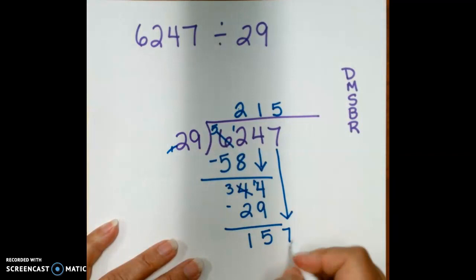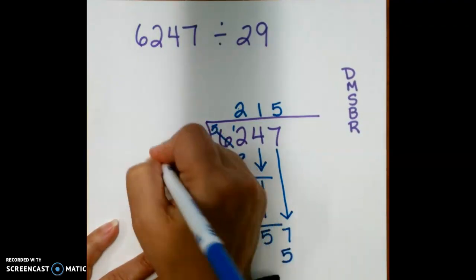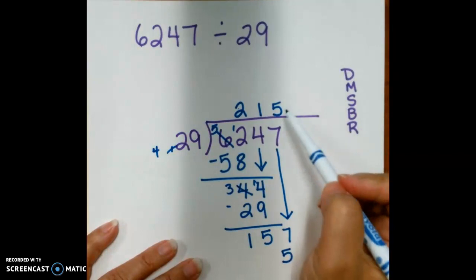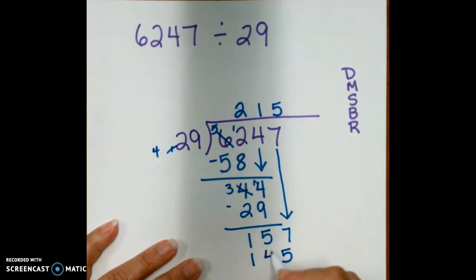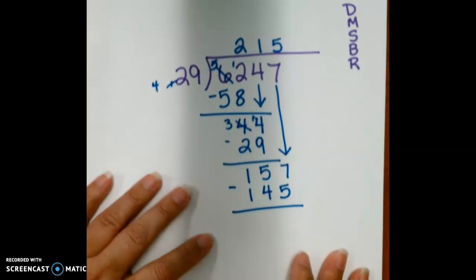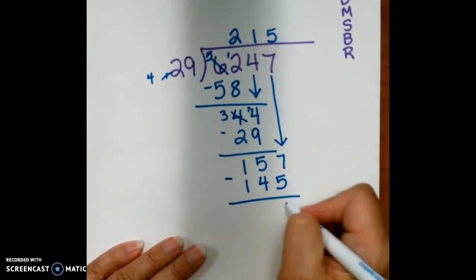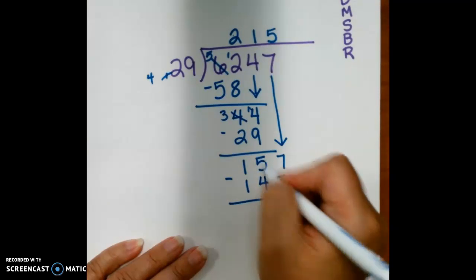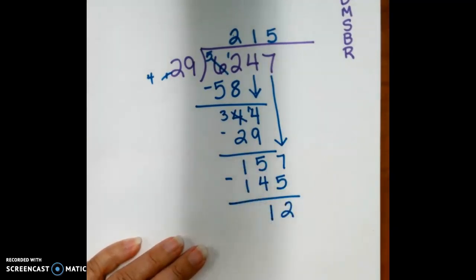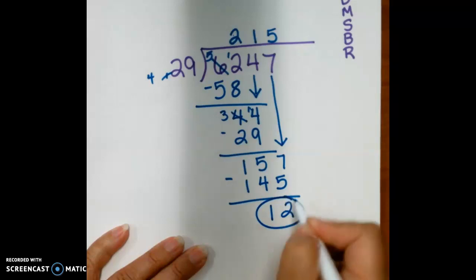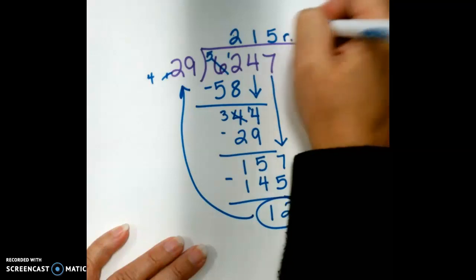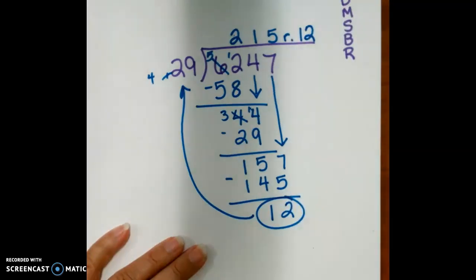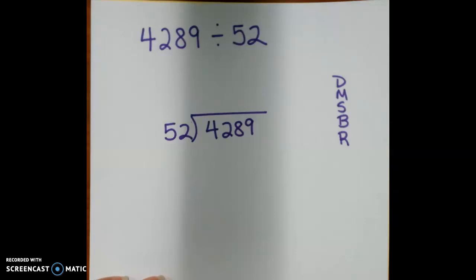So 5 times 9 is 45. I'm going to write my 4 over there so I don't forget about it. And 5 times 2 is 10, plus 4 is 14. Now, if you notice, I can't make another group of 29 out of this because when I subtract, 7 minus 5 is 2, 5 minus 4 is 1, and 1 minus 1 is 0. So since 12 is less than 29, my answer is 215, remainder 12. Okay, friends, so we got through the first one.